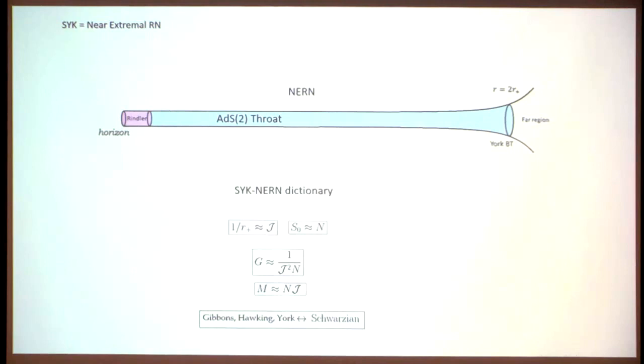The entropy of the black hole, which is basically the area of this tube, is N, the N of SYK. It's N times a number. The number depends on little q. Don't worry about it if you don't know what that is. But it's basically just N.